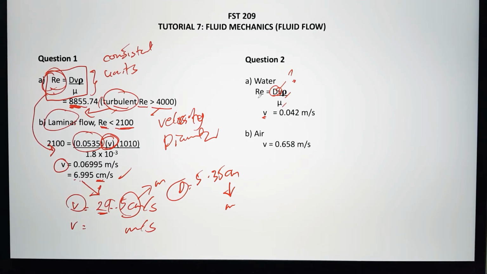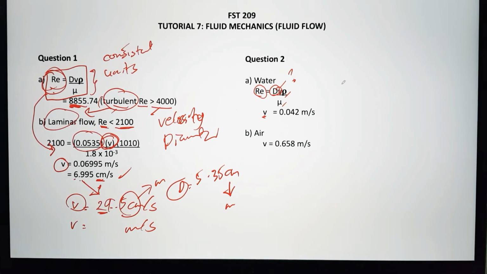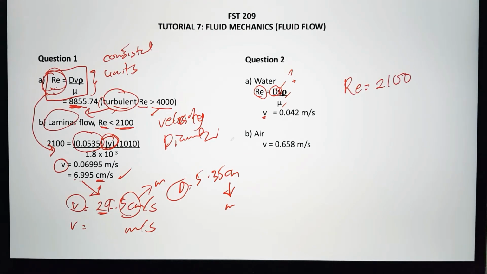In order for you to convert from laminar to transitional, you need to get the value for the range of the Reynolds number. So what will be the value for Reynolds that you need to use? You need to use the value of 2100, because this particular value of 2100 is overlapping between the laminar flow as well as the transitional flow.